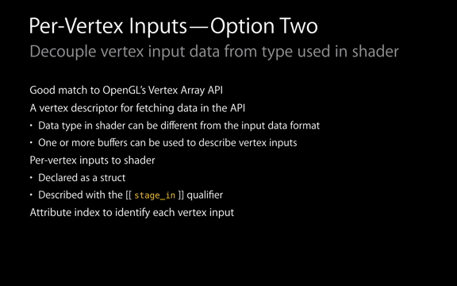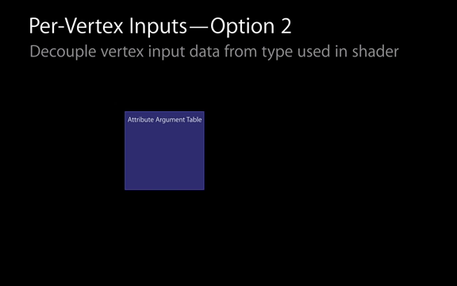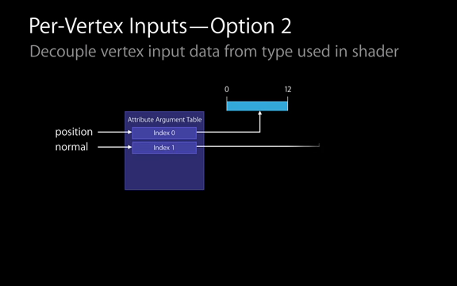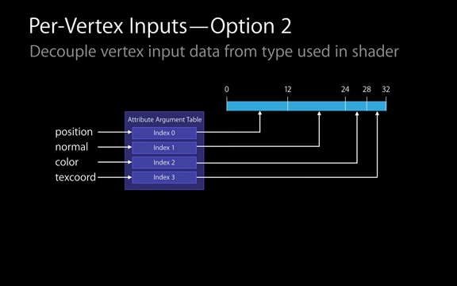Before that, I declared my struct in my shader, and I declared all my inputs in my vertex descriptor. I need to be able to map one to the other. And the way I do that is by specifying an attribute index. Okay, so let's look at an example. Let's say I want to pass 4 inputs. The first one is going to be position, at index 0, and 12 bytes in size. The next one is normal. It's also at offset 12 and 12 bytes in size. In fact, all 4 inputs are going to come from the same buffer. And so the next one is color at index 2, 4 bytes in size. And then third is texture coordinate at index 3, 4 bytes in size. Okay? All right, so how do I declare this in the shader?